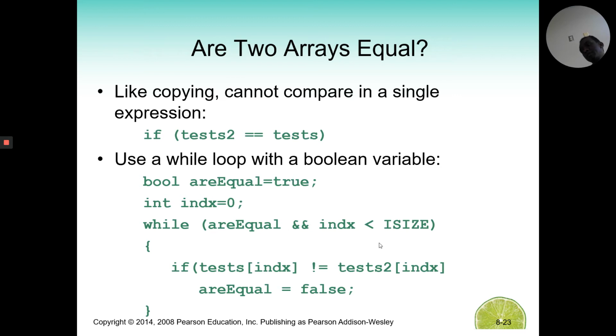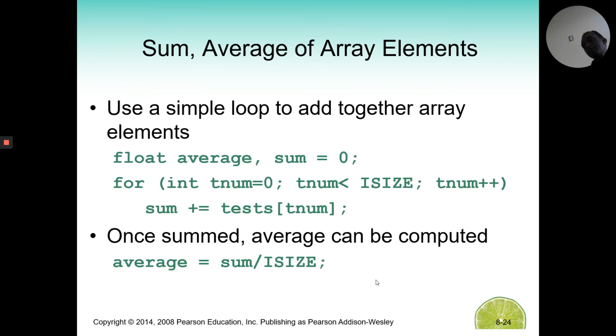You also cannot compare two arrays equal in a single expression, like copying. So if test2 equals test1, you can't do that. However, you can use a loop, and then use a boolean equal, and then while equal and index less than size, then we say if this is not equal to that.